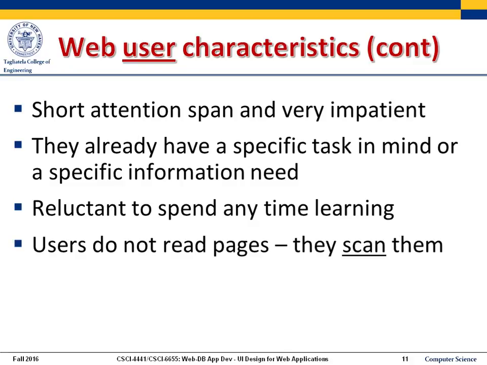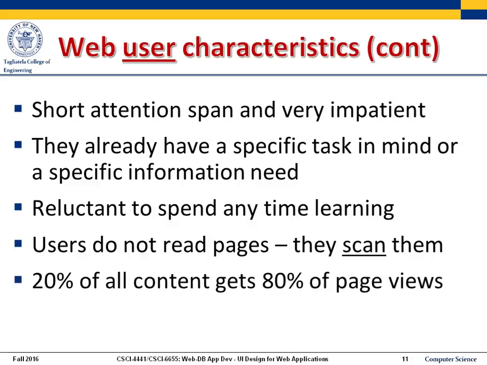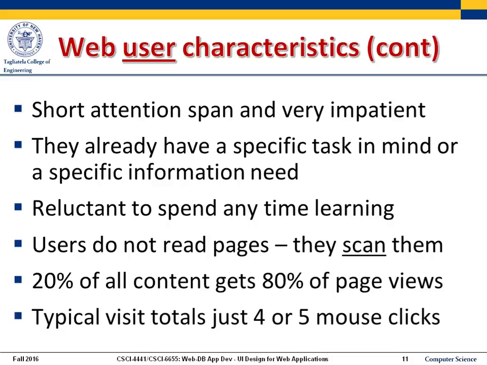This is important. People, in general, do not read whole pages or screens. They scan them. I'll show you a little bit about how the eye movement works so you get an idea of why that's important. As a general rule of thumb, 20% of all your content gets 80% of the page views. So you have to make sure that getting to that 20% is very easy, as fast as possible, with the fewest clicks possible. A typical visit, across all different kinds of websites, is just 4 or 5 mouse clicks, in other words, page views.